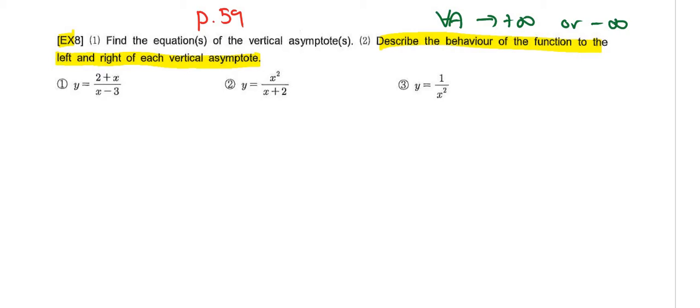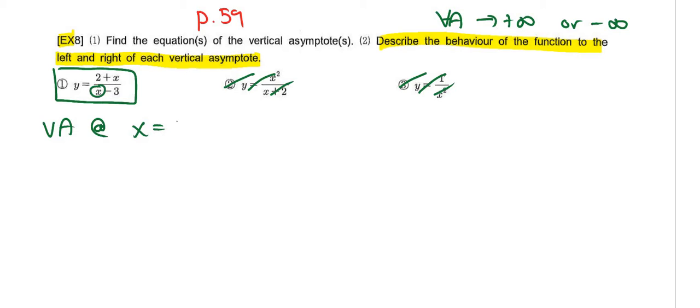I don't have enough space to solve these problems, so let's just go ahead and ignore questions 2 and 3 for now, and focus our attention on problem number 1. Just by looking at this problem, I know that the vertical asymptote is at x equals 3. So that satisfies the first part of the problem.